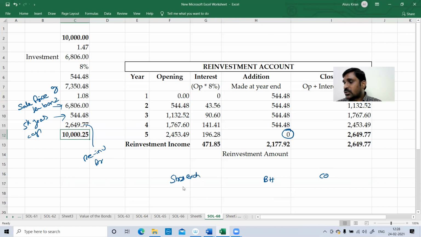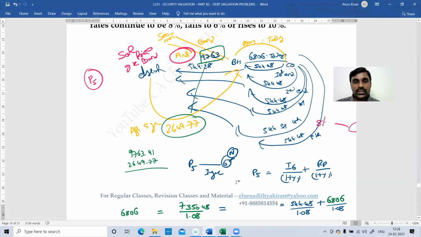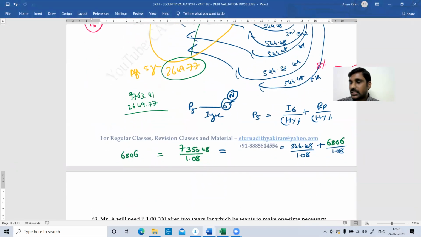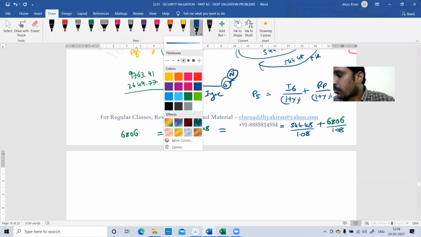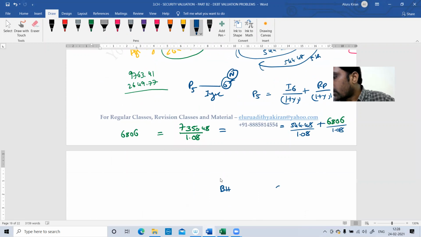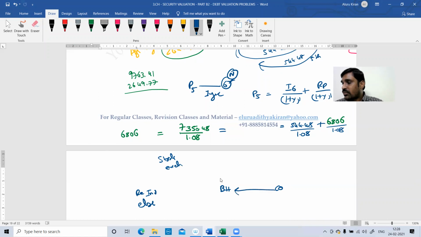So look at these three amounts, how we got them. I'll explain. Look at this point. After 5 years, what happens? Bondholder, company, reinvestment elsewhere, and stock exchange, secondary market. So in the fifth year he was receiving 544.48, the fifth year coupon that he has not reinvested.